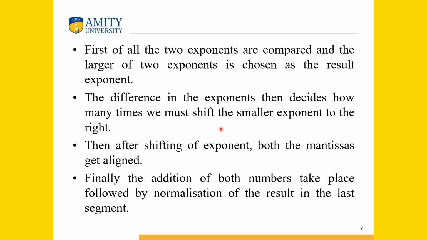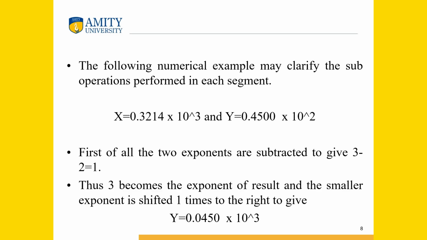This is the aligning. After shifting the exponent, both the mantissas are also aligned. If you change the power of one, then the number has to change as well. Finally the addition of both numbers takes place, and then normalization of the result, which is basically setting the values together to make sure that the exponent and the number are correct, and then we get the output.